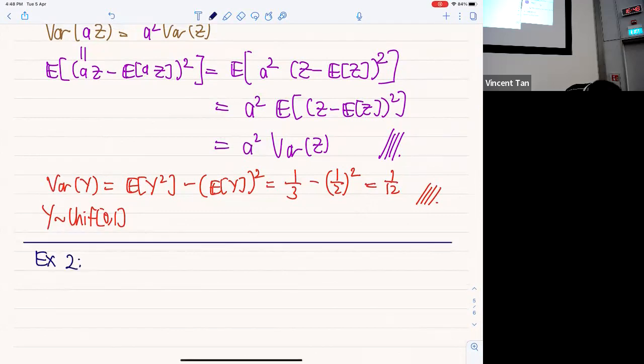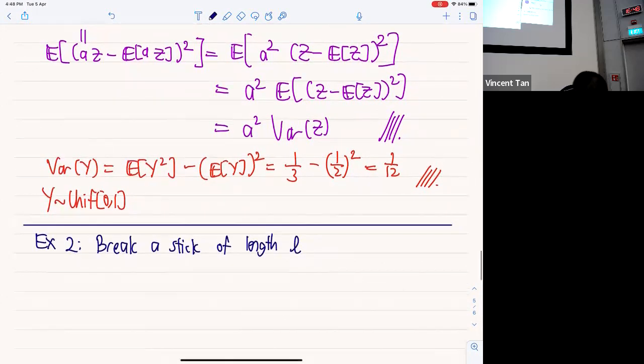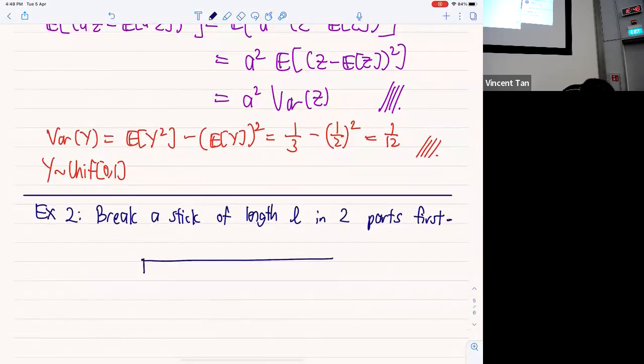We are going to break a stick of length L. Actually, this is the third time you see this example. We break L into two parts first, then we are going to break the stick into another two parts later. So now this is a stick of length L.